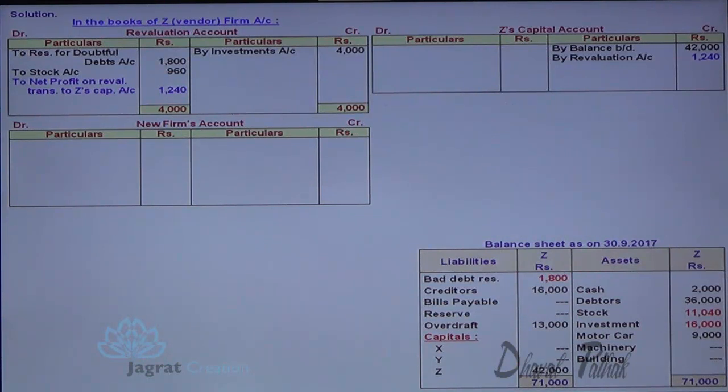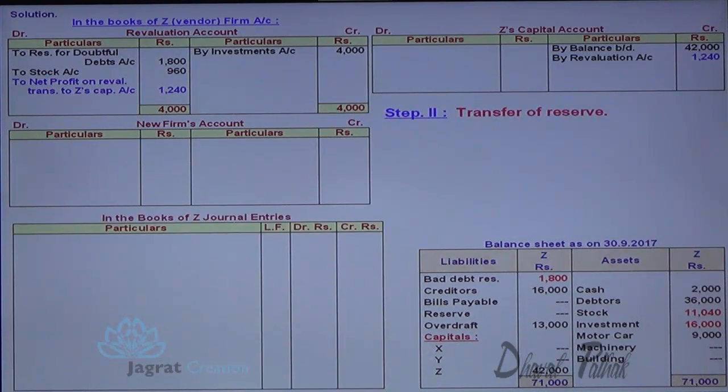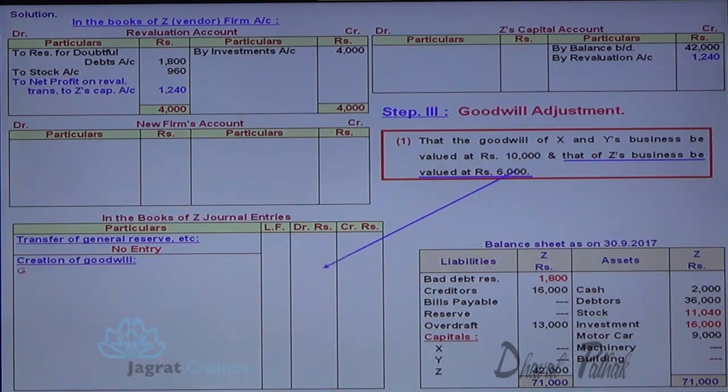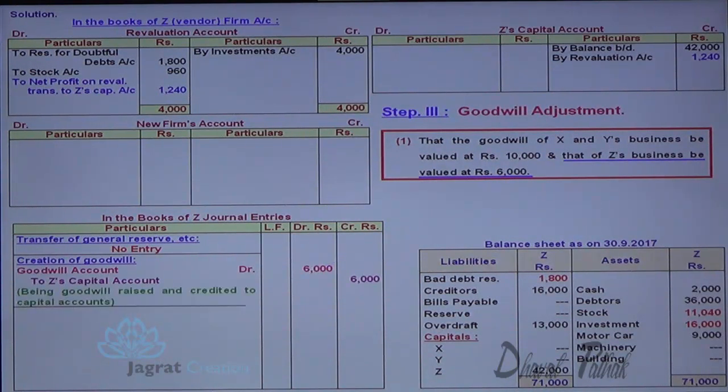Now take care of reserves, undistributed reserves. There are no reserves to be transferred to Z's capital account, so no entry. Goodwill. Goodwill of Z's business is 6,000. Goodwill account debit to Z's capital account credit. Z capital account is credited and goodwill will appear in the balance sheet at 6,000.